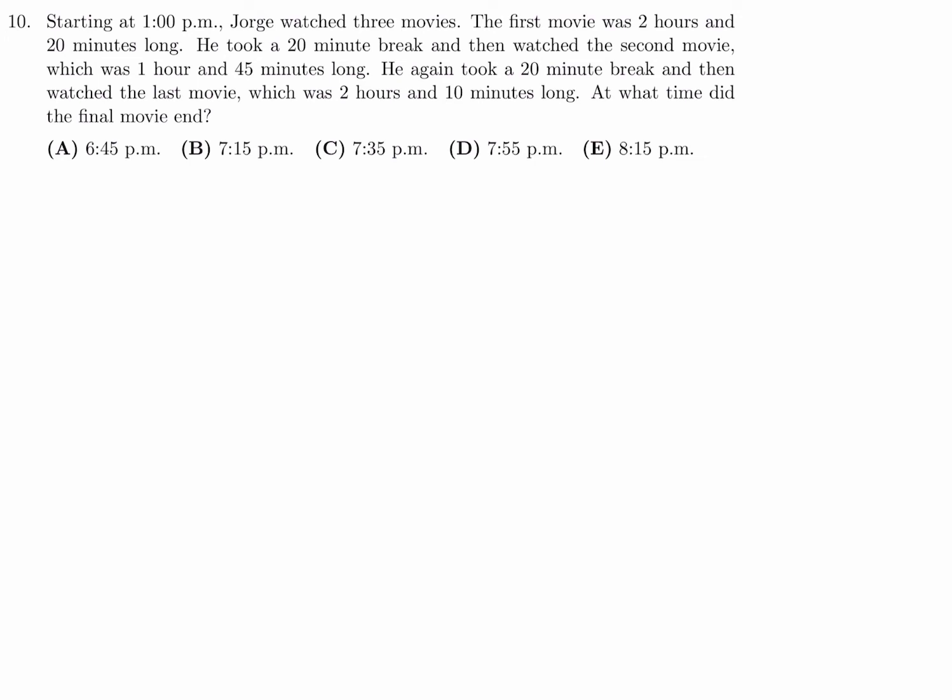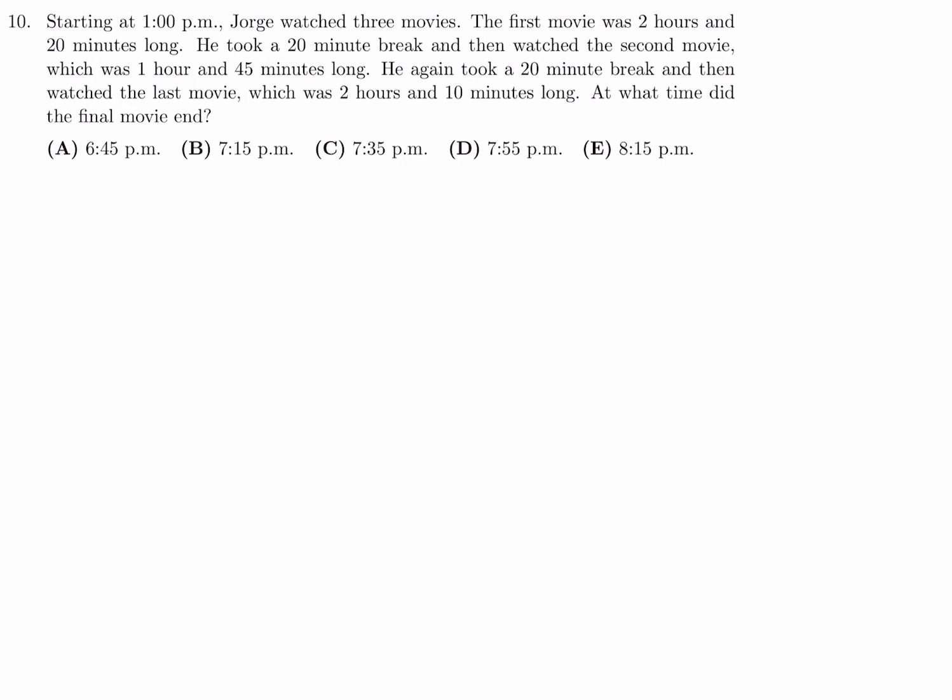Starting at 1 p.m., Jorge watched 3 movies. The first movie was 2 hours and 20 minutes. He took a 20-minute break. Then he watched a second movie, which is 1 hour and 45 minutes. He again took a 20-minute break and then watched the last movie, which was 2 hours and 10 minutes. What time did the final movie end?